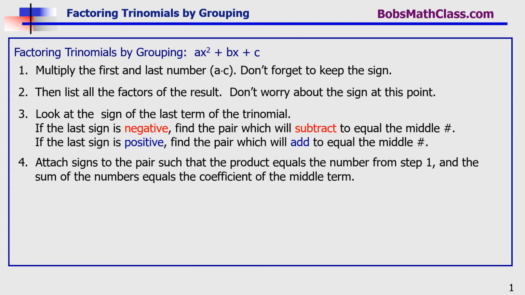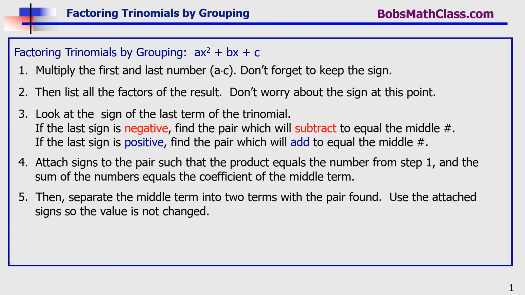Attach signs to the pair such that the product equals the number from step 1 and the sum of the numbers equals the coefficient of the middle term. I know it's getting complicated, right? When we see an example, it'll get a little bit more clear. Then we're going to separate the middle term into two terms with the pair that was found. We're going to use the attached signs so the value is not changed. So we're just going to separate our middle term into two terms. And the main reason for that is so that we could factor by grouping.